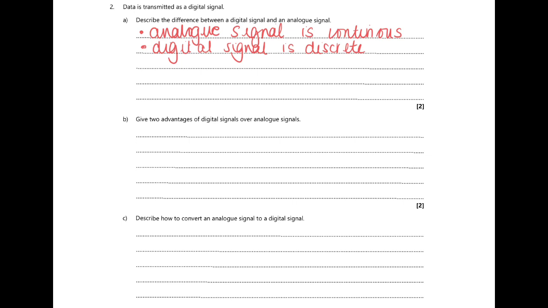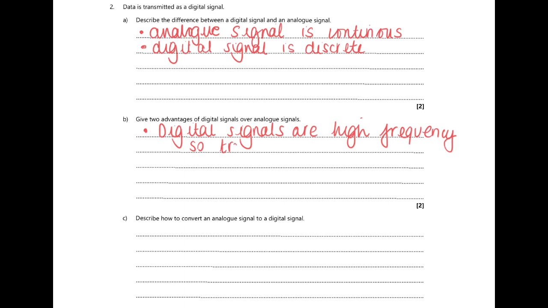For part B, give 2 advantages of using a digital over an analog signal. So there's a few different options you could have here. You only need to have 2. So digital signals, sorry about that, a digital signal are high frequency. So transmit a lot of information quickly.